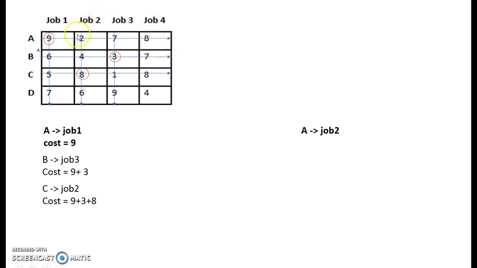Now select a minimum value from row number 4. Here only 4 is remaining, which is the minimum value. So select value number 4. Job 4 was assigned to person D. Now our cost will be 9 plus 3 plus 8 plus 4 is equal to 24.